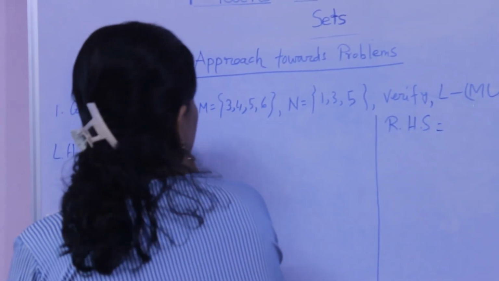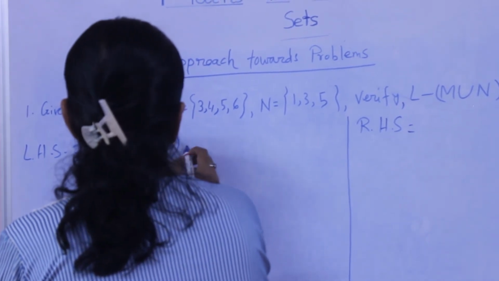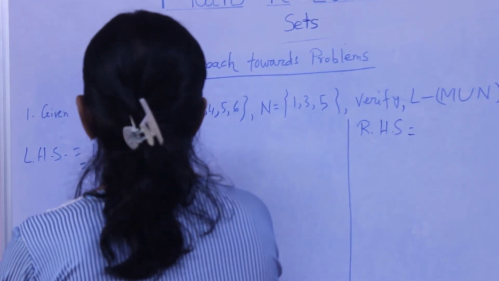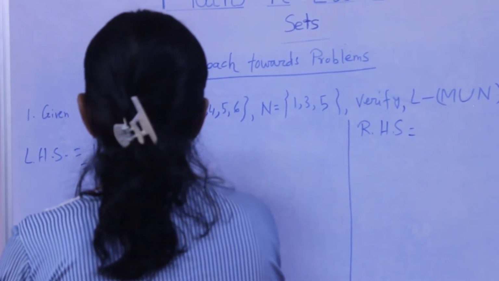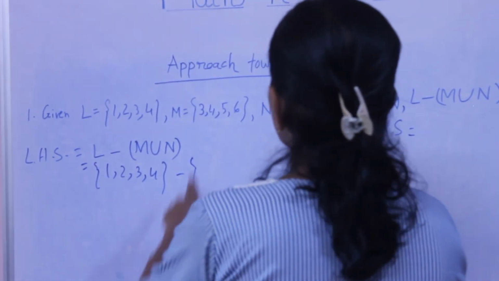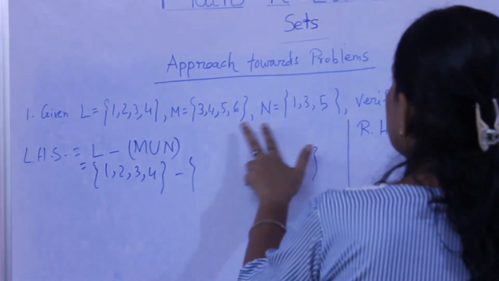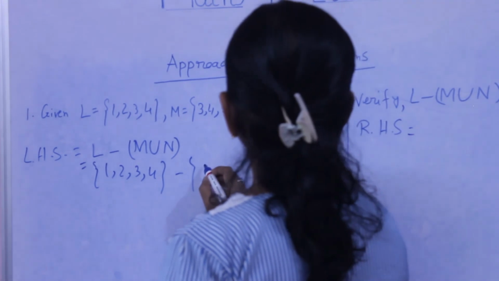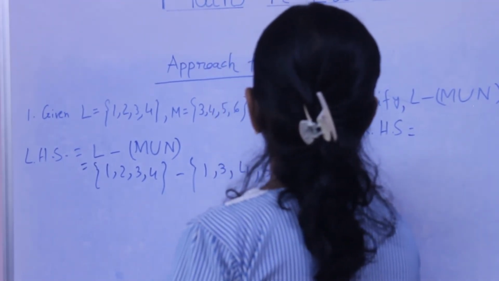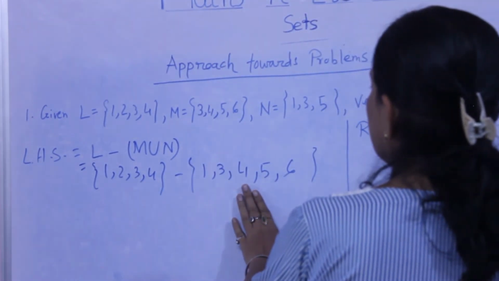So L minus (M union N) equal to L, which is 1, 2, 3, 4, and M union N. M union N means we have to take all the elements from the M and N sets. So what are the elements? 1, next 3, next 4, 5, 6. So here the L set is this and the M union N set is this.